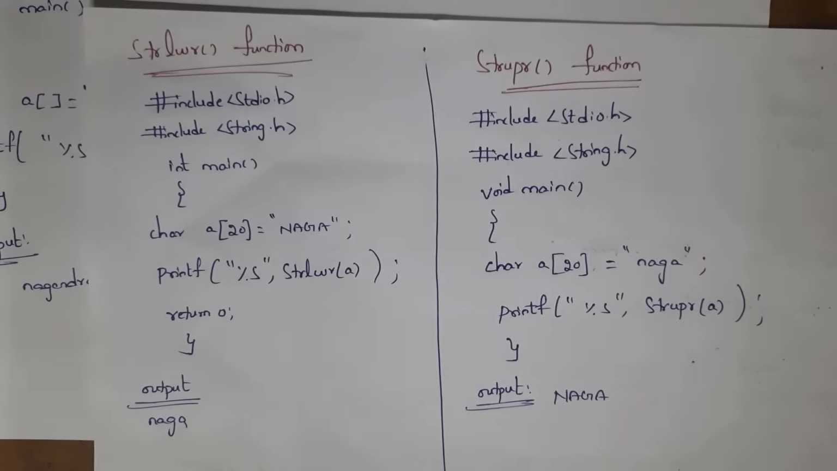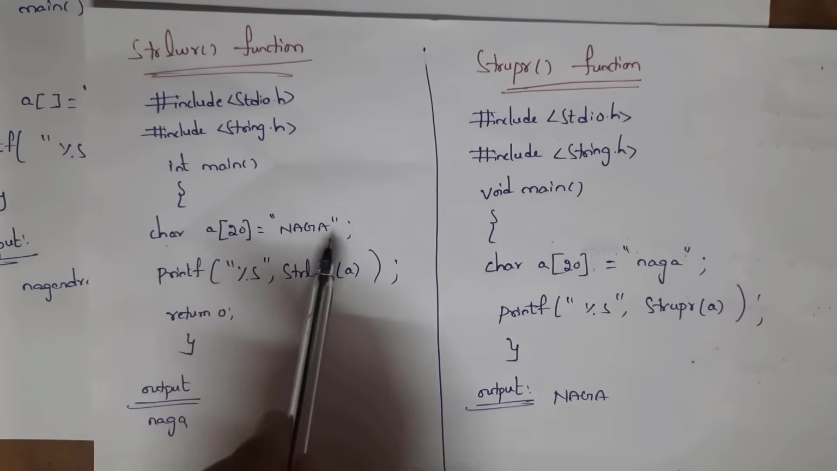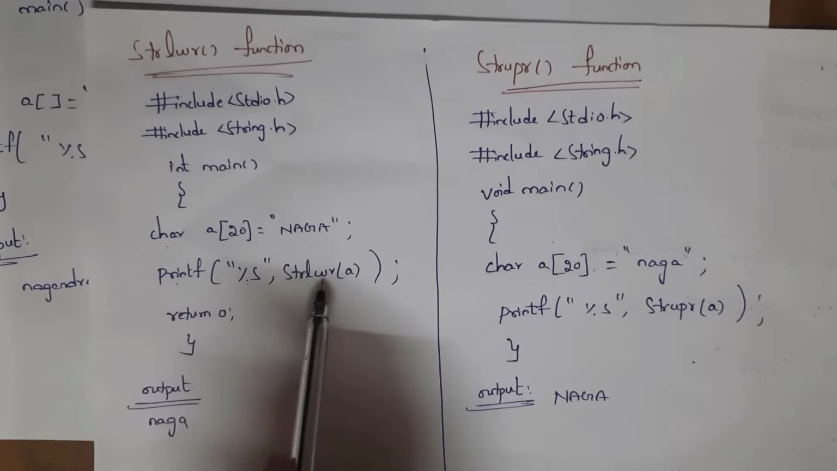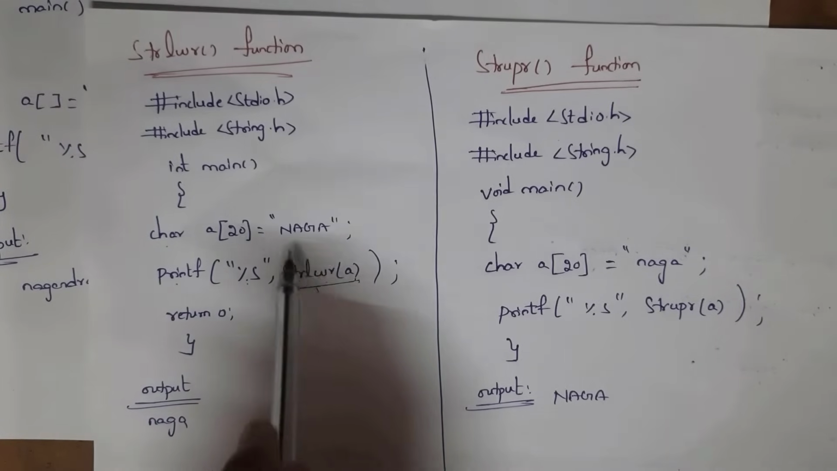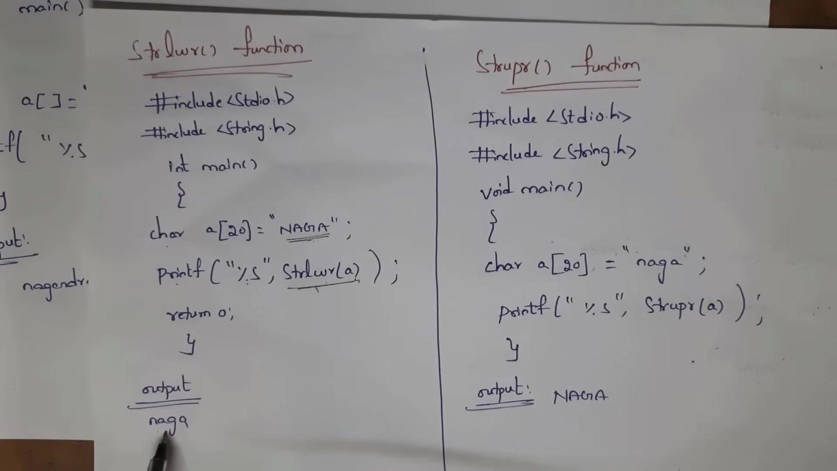One is strlwr function, where strlwr stands for string lower. For example, if you want to convert string in lower case, that is to small letters, then you need to use strlwr function. This is example. Here I written character A of 20 equal Naga, which is in capital letters. And I written printf %s comma strlwr of A. Whenever you write this string is converted to lowercase letters. So I will get output as naga, which is in small letters.